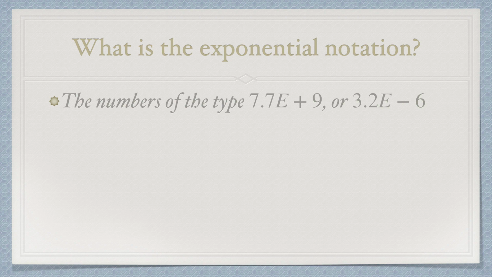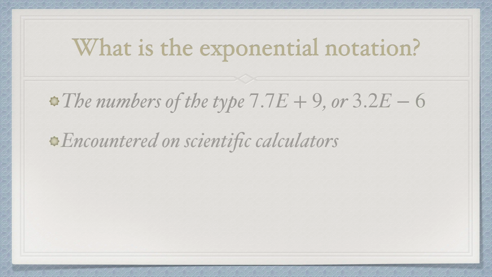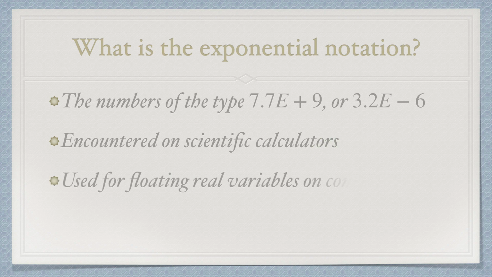For instance, 7.7e+9 or 3.2e-6. It is encountered on scientific calculators and also on computers. It is used for the floating real variables format.